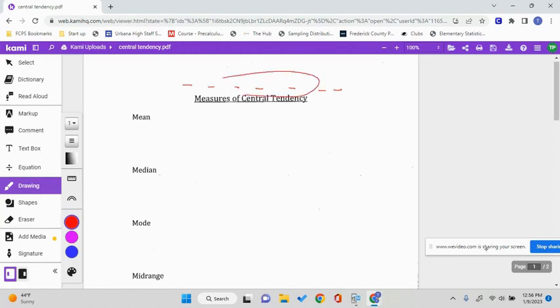Talk about how the center of the data is. That's why it's called central tendency. And there's four ways to calculate numbers that talk about the center of the data. And we call them the four M's: mean, median, mode, and mid-range. And the first one is the mean.